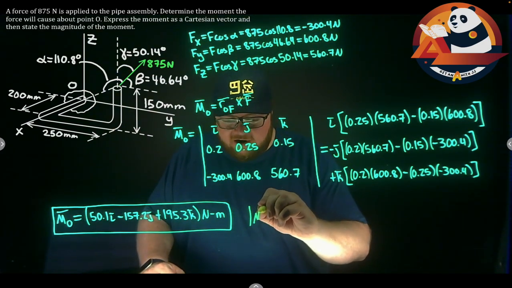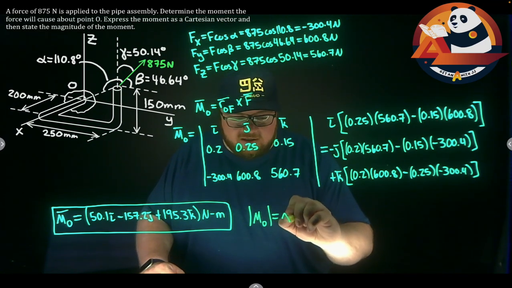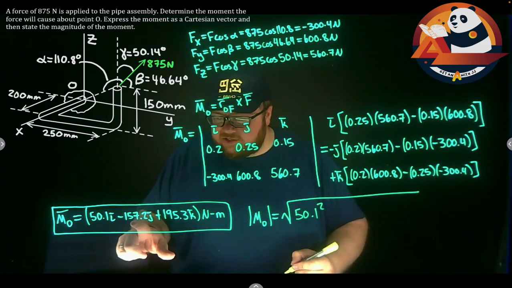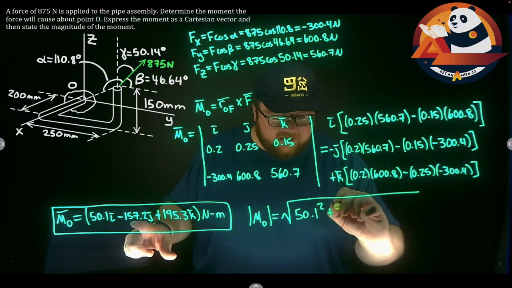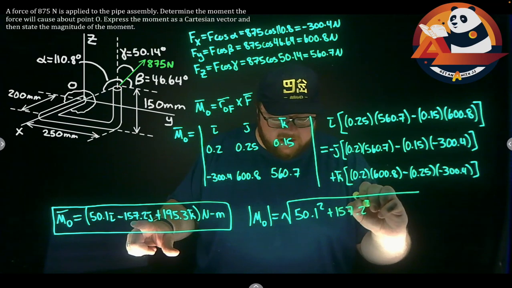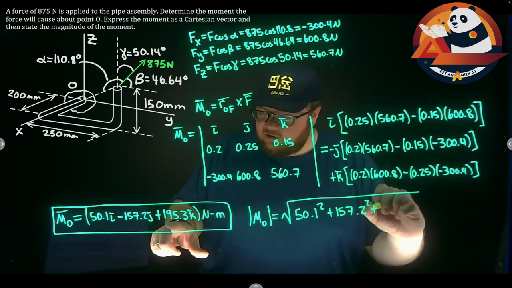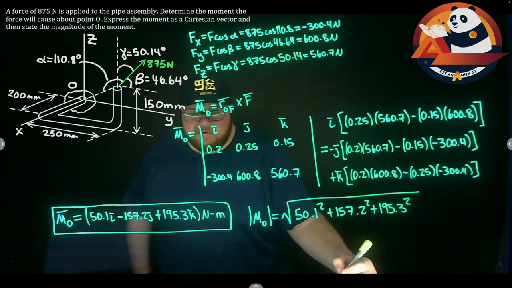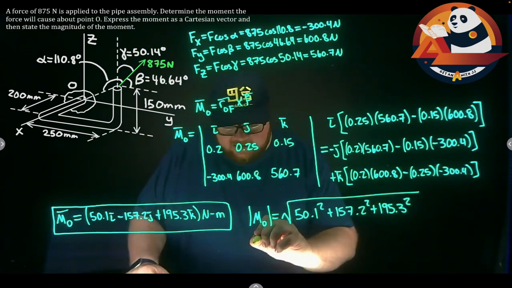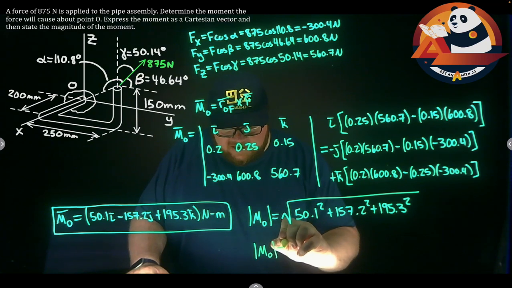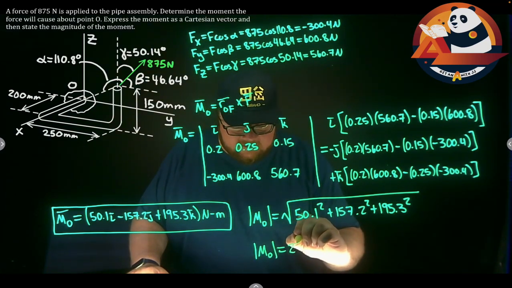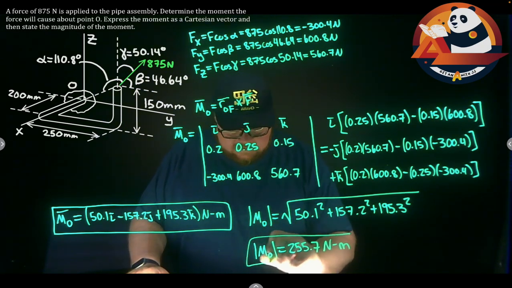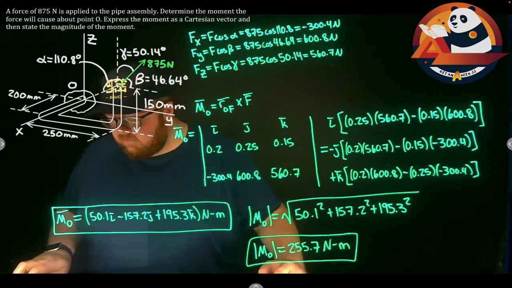But our magnitude of our moment should get us to the square root of our i component squared, 50.1 squared, plus our j component squared, plus 157.2 squared, plus our k component squared, plus 195.3 squared. All together, that's going to get us that the magnitude of the moment is 255.7 Newton meters, which is our final answer for our problem.